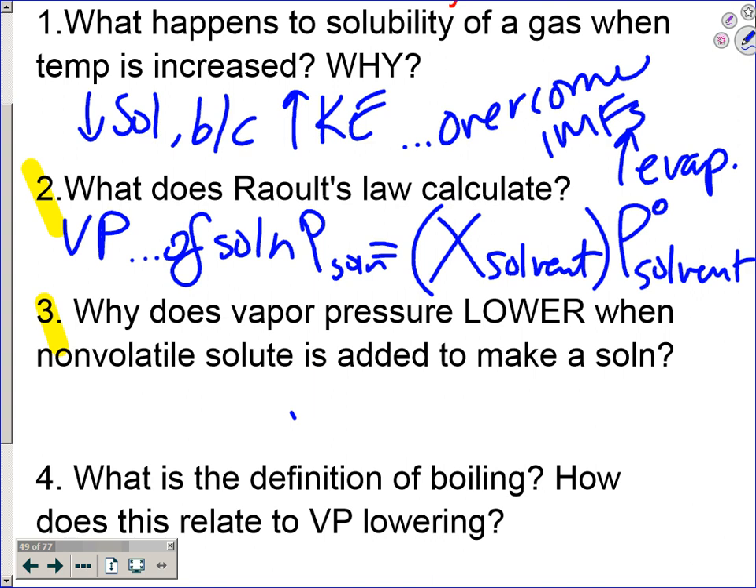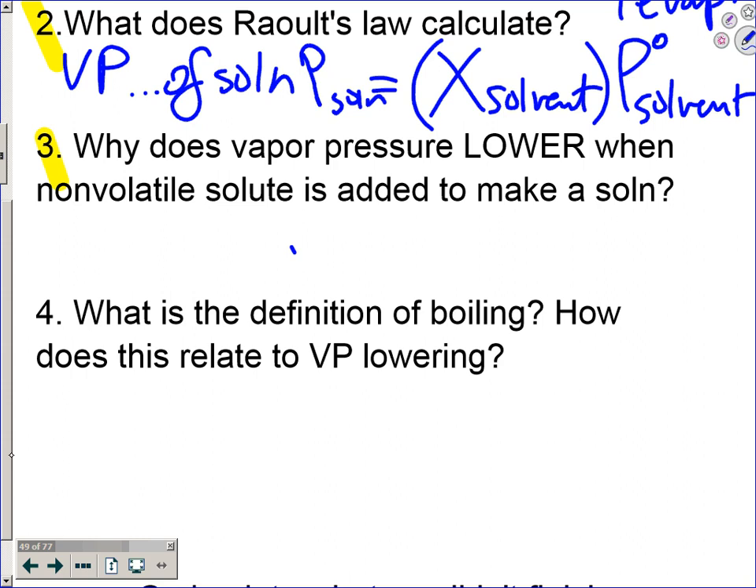In the end, you should be able to give me a really quick snippet of why vapor pressure is lowered when you add a non-volatile solute. Go ahead and talk to your groups first. A brief one sentence. All right, come back to me, 3, 2, 1. Jaden's table, pick up from there. Give me a quick explanation.